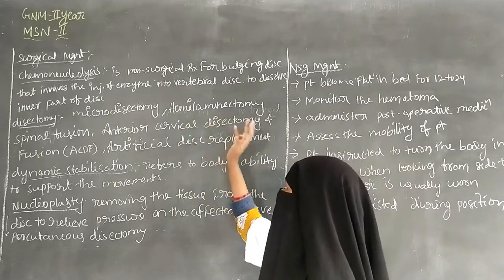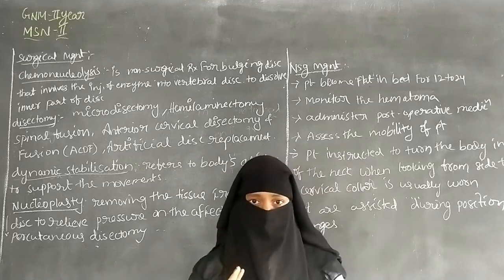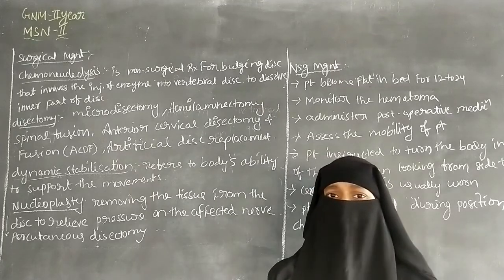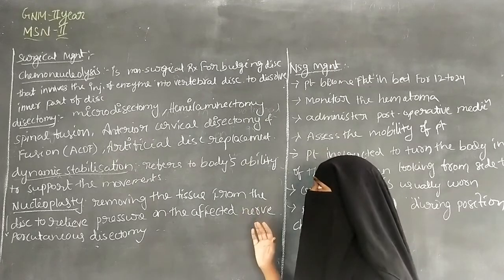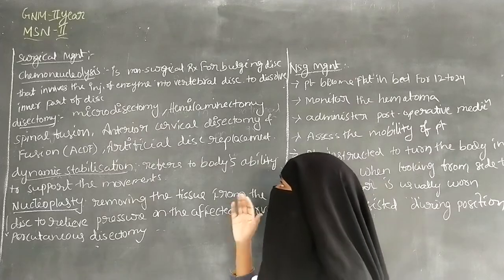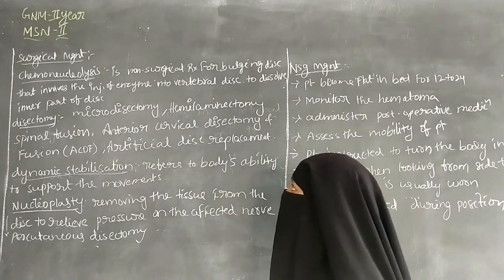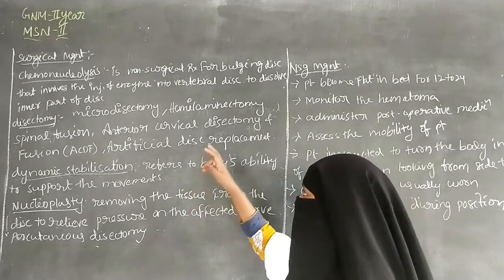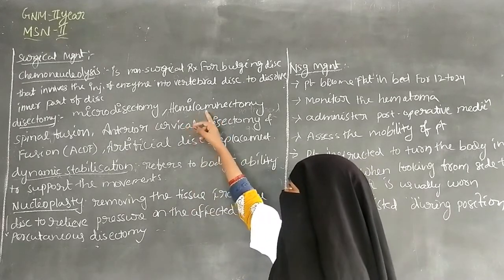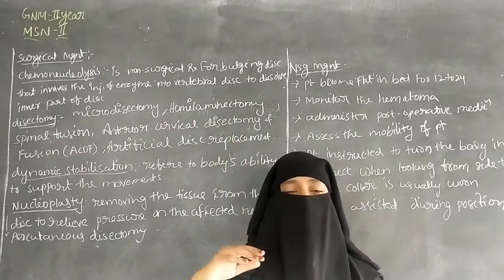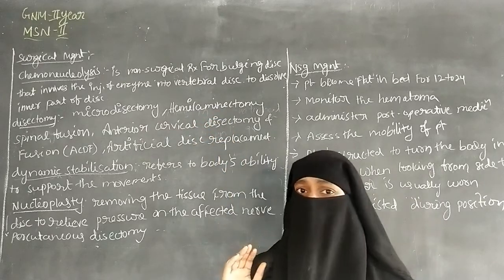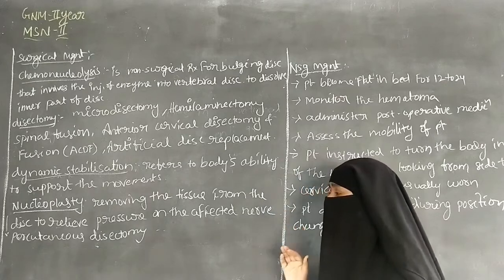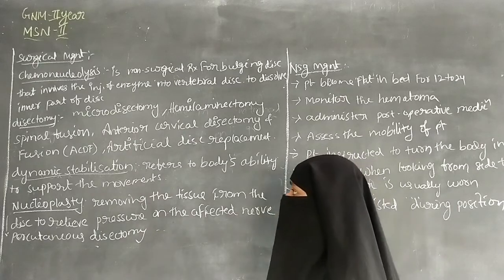Next one is hemilaminectomy. In the hemilaminectomy, there is a removal of part of the vertebrae. Lamina refers to the vertebrae, so hemilaminectomy means removal of part of the vertebrae. By this we can reduce the compression over the nerve roots.